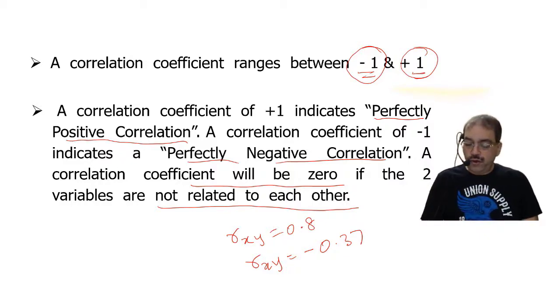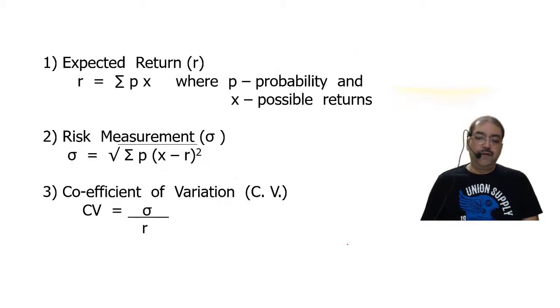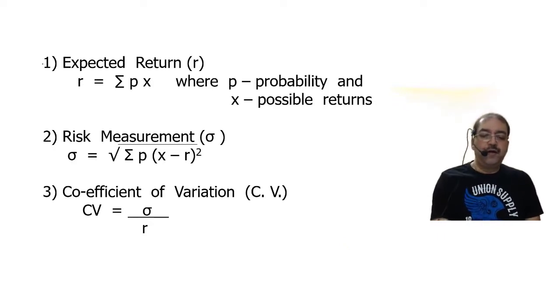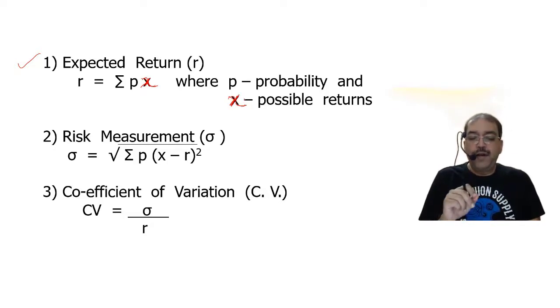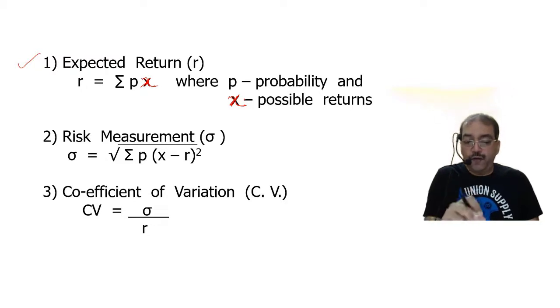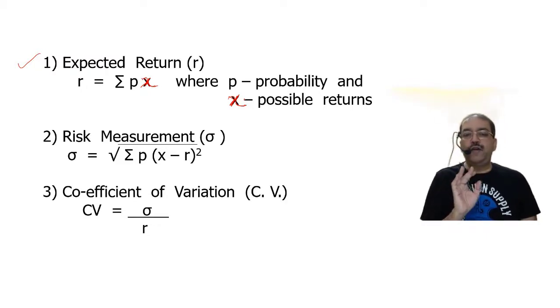Now we go to the list of formulas which we have to study. Some of this I have already done with you. Expected return, I have done this with you. Expected return R is equal to summation of P into X, where P is the probability and X is the possible return. This list of formulas is there in your study material, in my notes which are given to you in the PDF format.